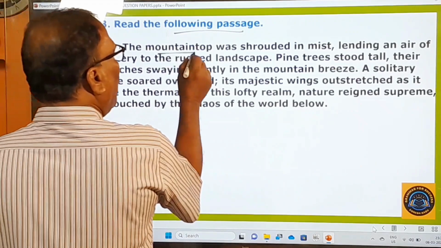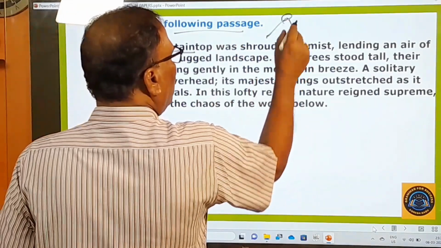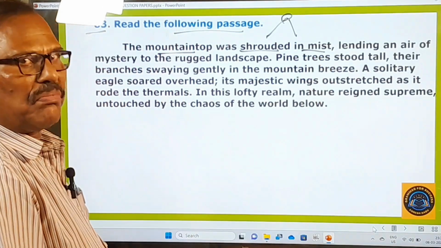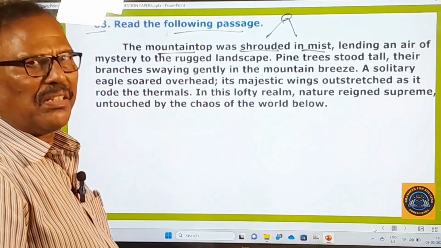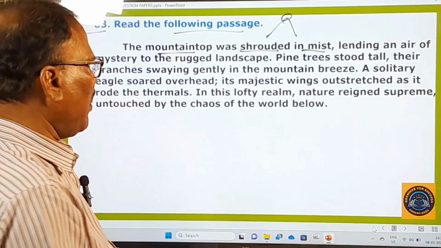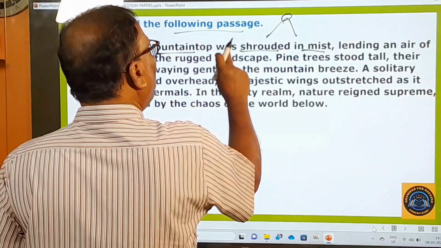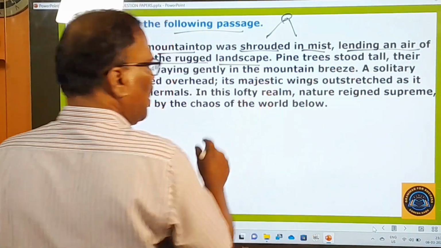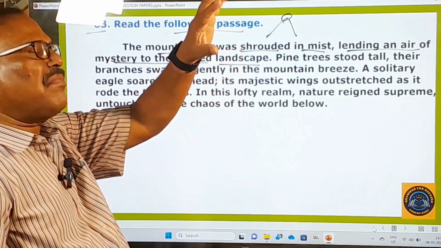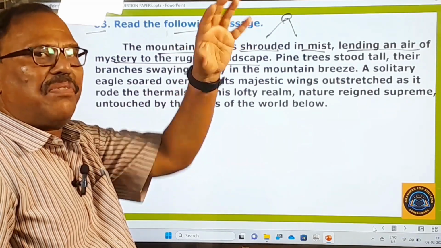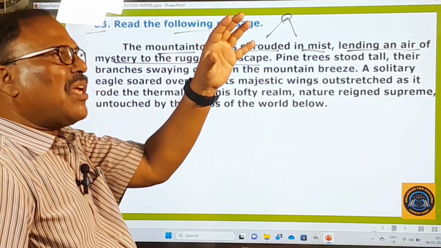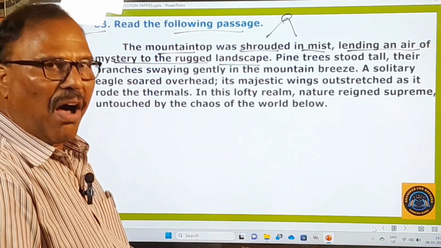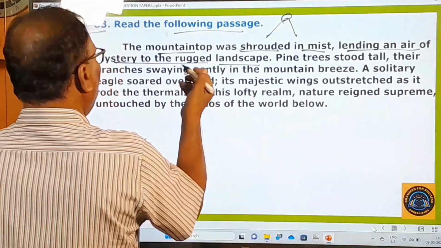The mountain top, you know the meaning of mountain top, was shrouded. Shrouded means covered in mist. Mist means fog. So this mountain top was shrouded in mist, lending an air of mystery to the rugged landscape. The mountain is covered with trees and everything. On that mountain top you can find the mist, the fog, and it is looking so beautiful.